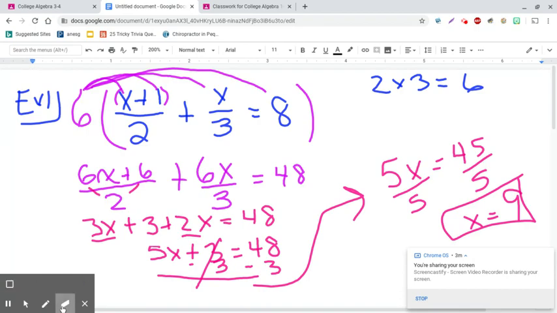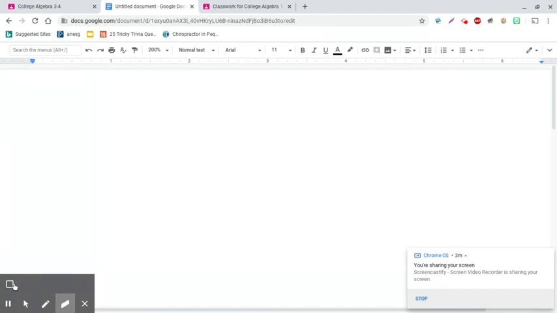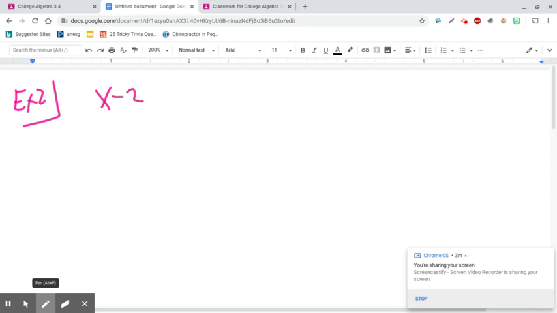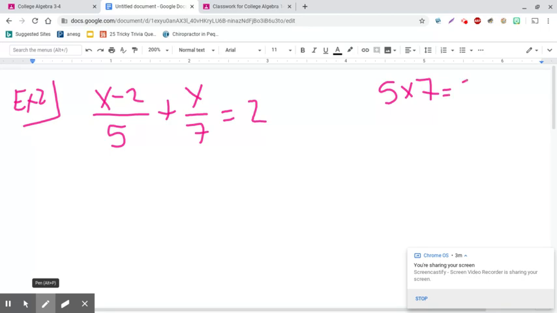All right, guys, I'm going to go to example 2. So example 2 is going to be (x minus 2) over 5 plus x over 7 is going to equal 2. All right, so we're going to take our two denominators, which is 5 and 7. We're going to multiply them. 5 times 7 is 35. That means we're multiplying everything by 35.